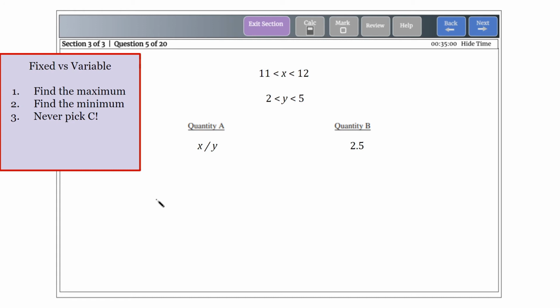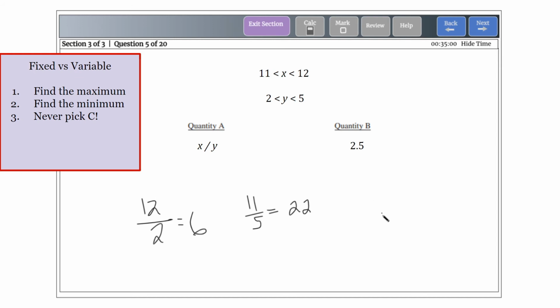So what's the largest that quantity A could be? Well, we would want to make the numerator as big as possible, so something like 12, and the denominator as small as possible, 2, which would give us 6. Now, quantity A can't be equal to 6, but it can be anything up to 6, right? We could have x being 11.999 and y being 2.001 or something like that. Then we want to go ahead and solve for our minimum value, and we would have a numerator of 11, a denominator of 5, and our lower bound for x is going to be 2.2.